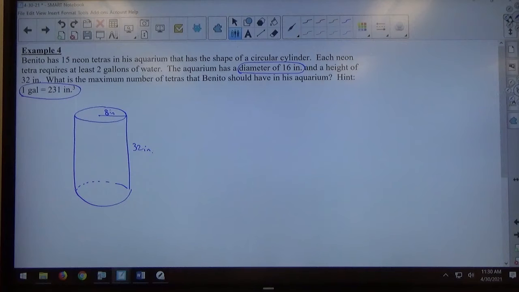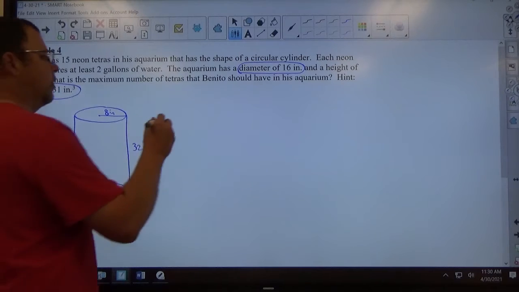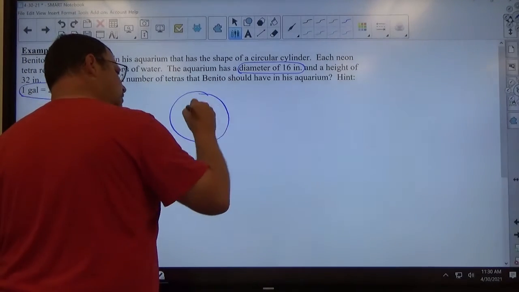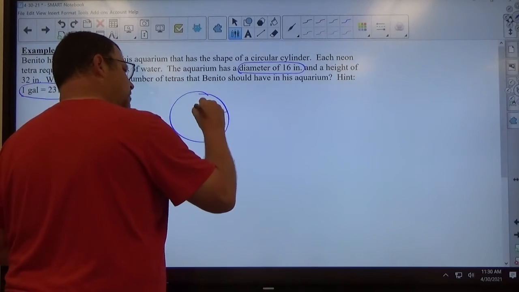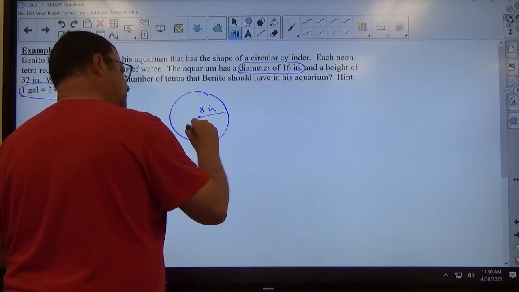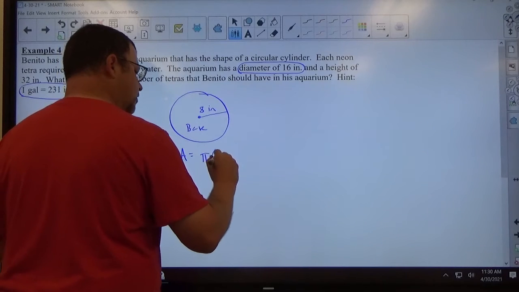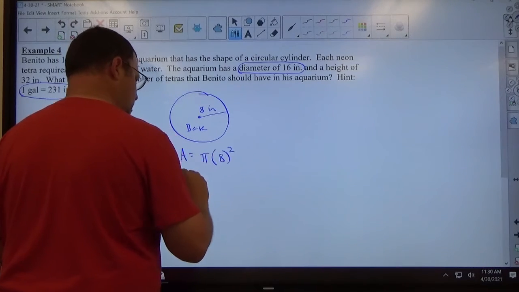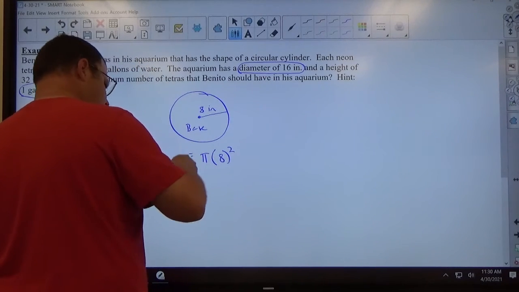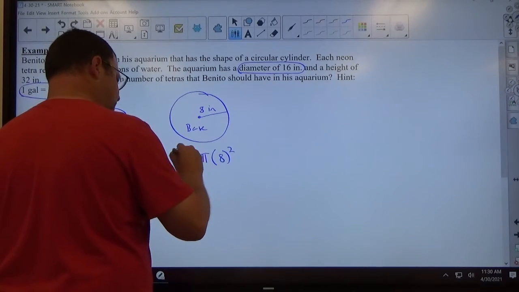Yeah. Step 2, we're going to find the volume of the circular cylinder, which again is the area of the base, which is a circle, times the height. So, just like I did before, I'm going to draw my circle. That's my base. Area of a circle is pi times the radius squared. Oh, we're going to use the letter B for that, right? Capital B.